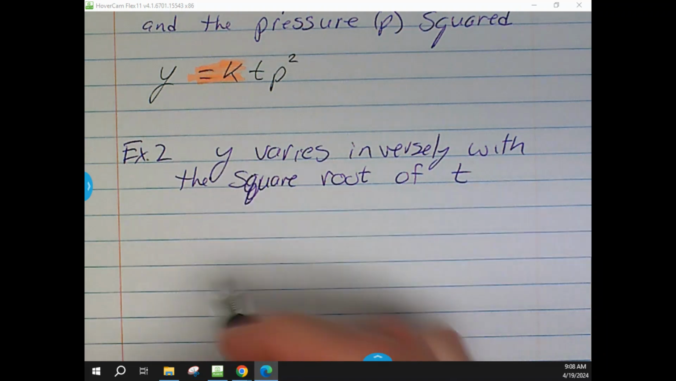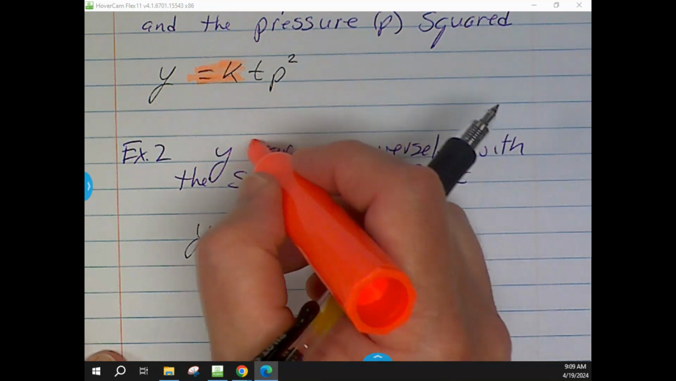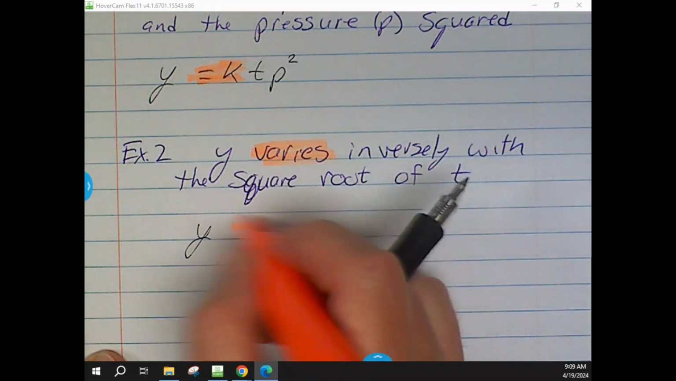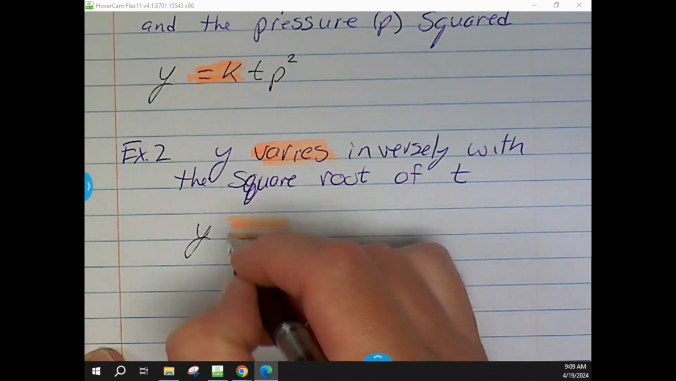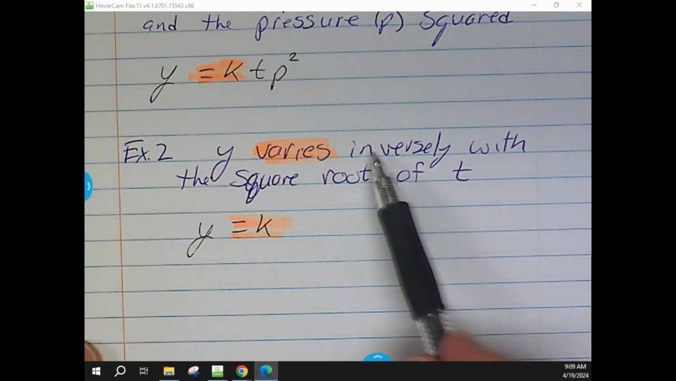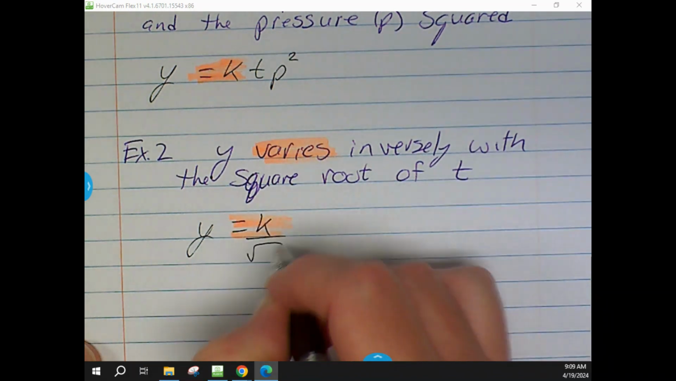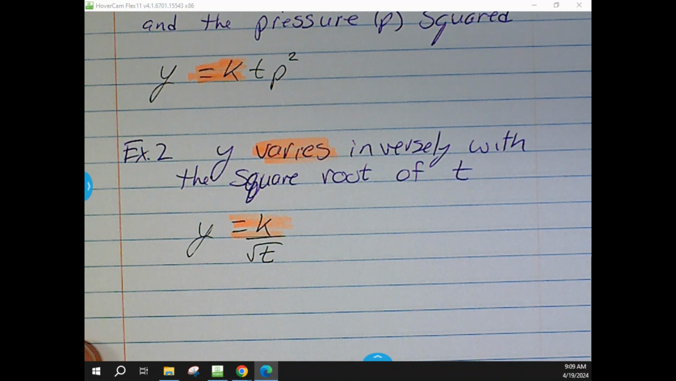Again, you start with the variable you have, and as soon as you see the word varies, that's always going to be your y equals k. It doesn't matter if it says inversely or jointly or directly, it always is going to say y varies. Whenever you see that part, that's y equals k, and the word after that tells you where to go with it. If it's inversely, that means whatever comes next has to go underneath the k value. So it's inversely with the square root of t.